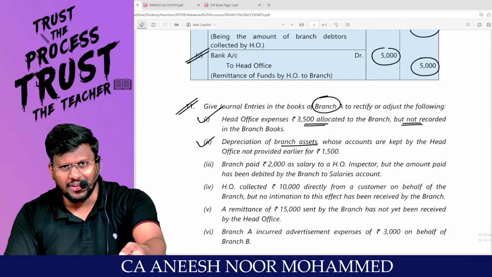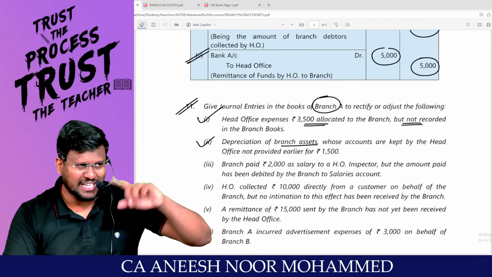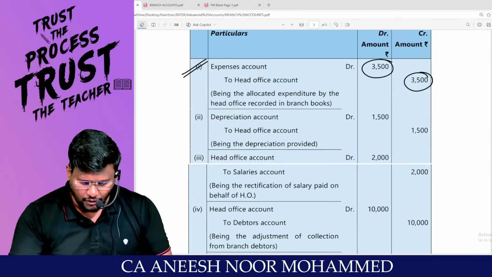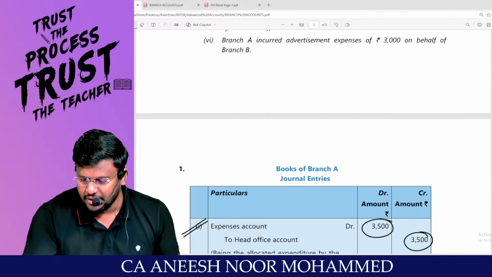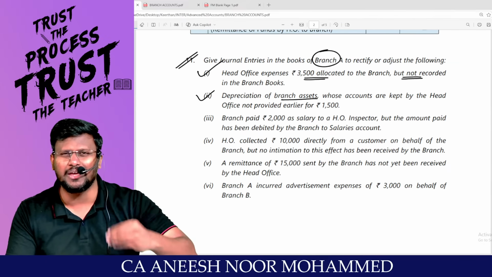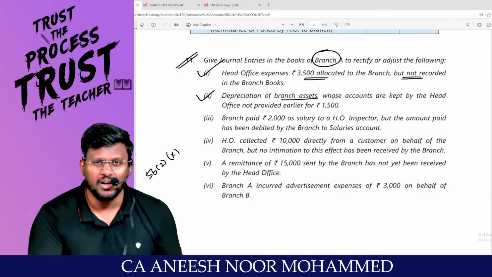But instead of crediting the asset, the asset is not in our books. Because when the asset was purchased, we debited the head office. So we have to credit the head office. Depreciation account debit 1,500 to head office account 1,500. Easy. 6 marks tomorrow will be in our pocket. My gift to you.